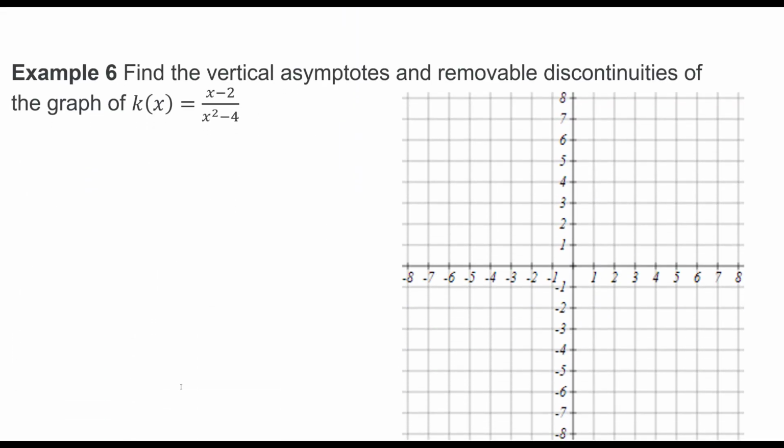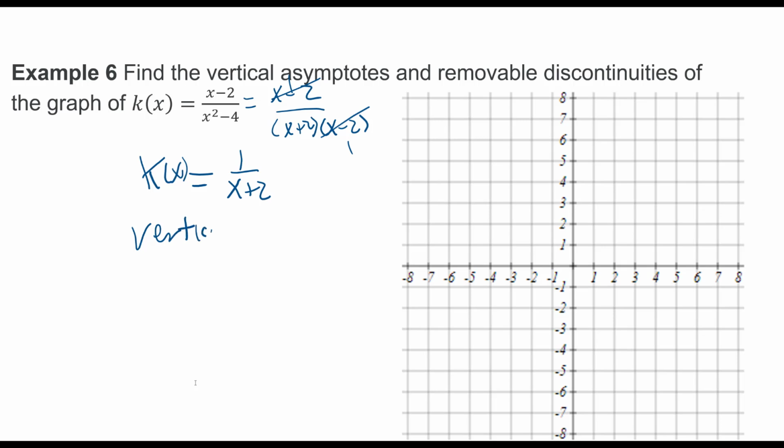So let's look at this one. Find the vertical asymptotes and removable discontinuities of this graph. And it didn't say we had to graph it, but I thought I'd throw this on here anyway. So we're going to have x minus 2 on top, and then (x plus 2)(x minus 2) down below. Now the x minus 2's would divide out, leaving us with k of x equals 1 over x plus 2. So there's a vertical asymptote at x plus 2 equals 0, or x equals -2. So we're going to have that vertical asymptote there.